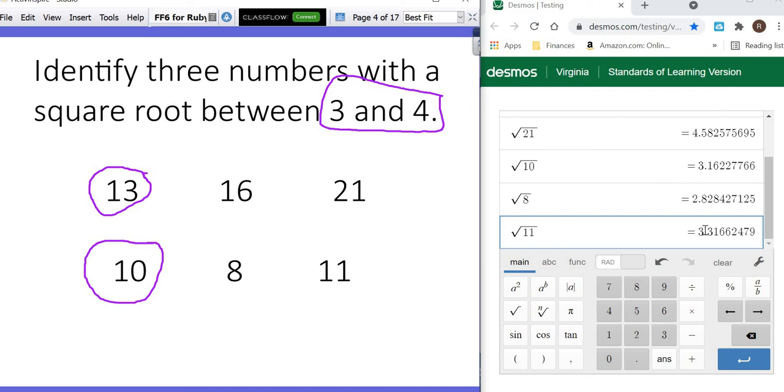And then finally, the square root of 11 is 3.3 and a lot of decimals, so that means that is between 3 and 4. So these are your three answers. All right, that's not hard at all.